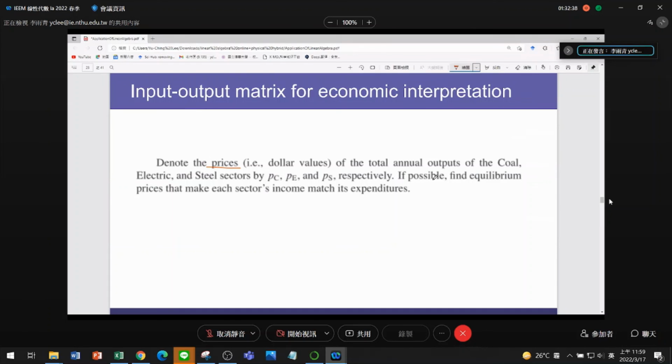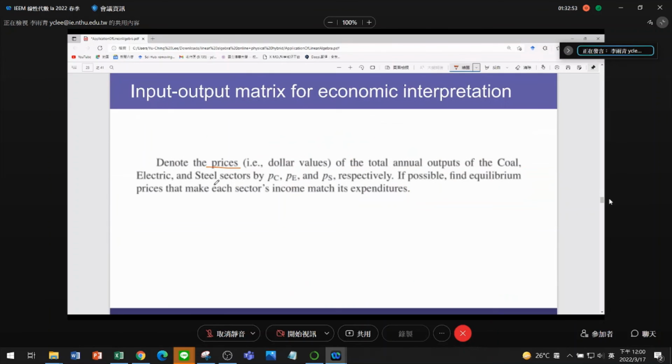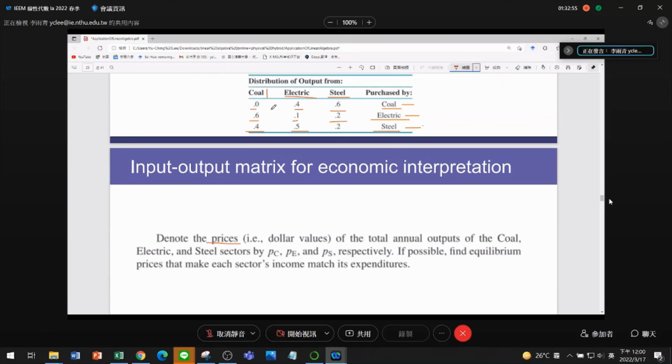And then we need to find the equilibrium price that makes each sector's income match its expenditures. So here, when we are talking about input and output, we are talking about the quantity. We have not yet talked about its price. So given this quantity, we are asked to compute the equilibrium price.